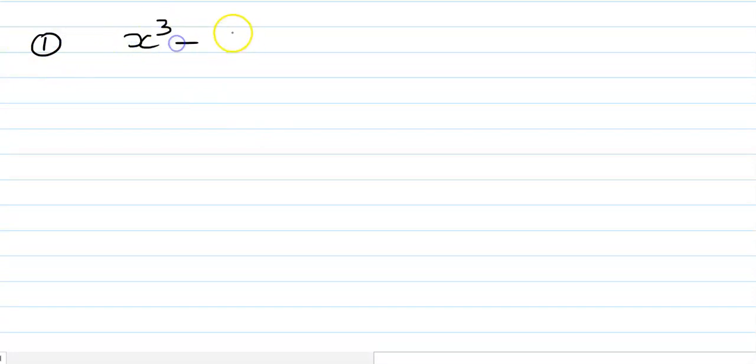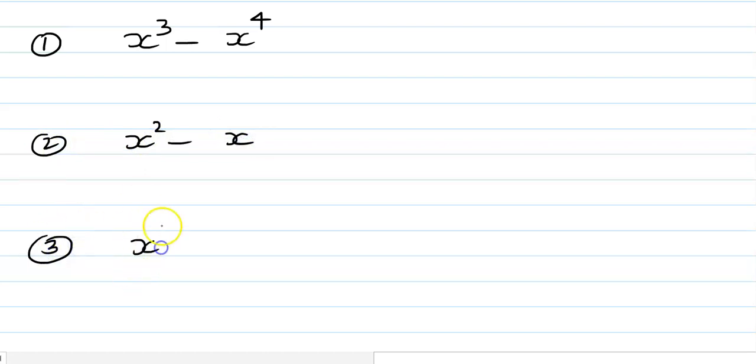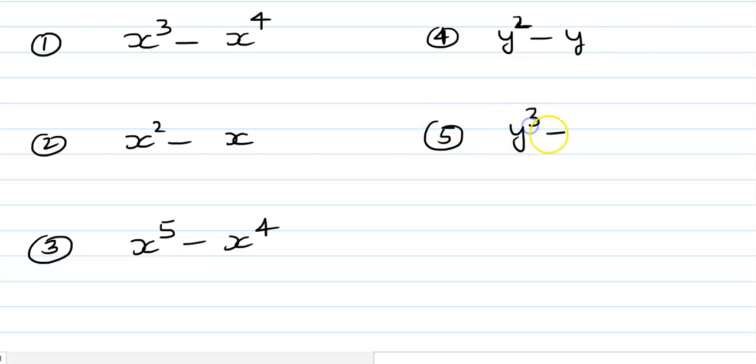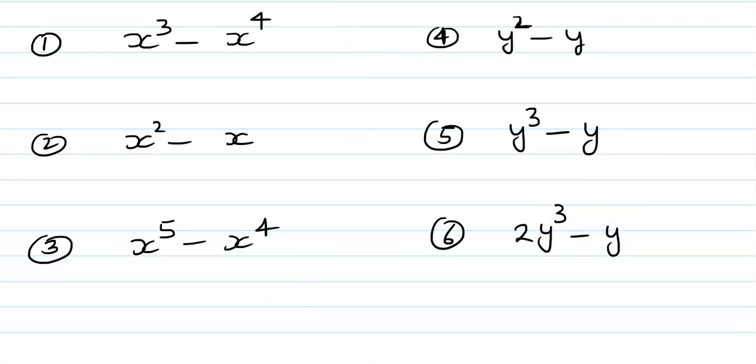So x^3 minus x^4, factorize. x^2 minus x. Okay. x^5 minus x^4, and here it is y^2 minus y, and here y^3 minus y, and here it is 2y^3 minus y. Okay, please pause the video and have a go.